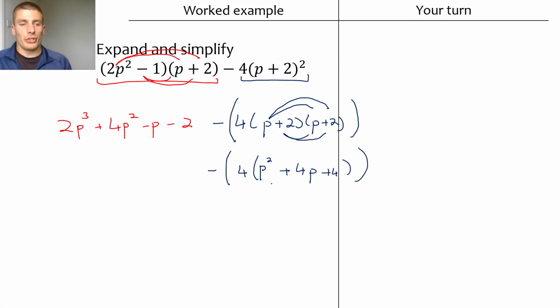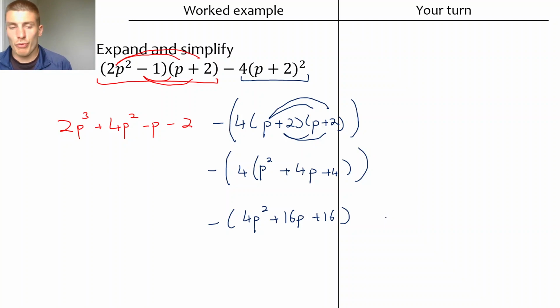So I've expanded the p plus 2 squared, but I've got to times now everything through by 4, because it's 4 times by everything in the bracket. So it's going to be take away 4 times by p squared, which is 4p squared, 4 times by 4p, which is plus 16p, and 4 times by plus 4, which is plus 16. There we go. That's good.